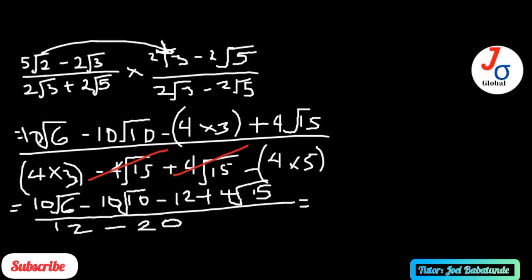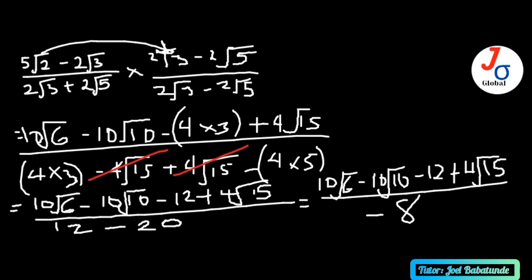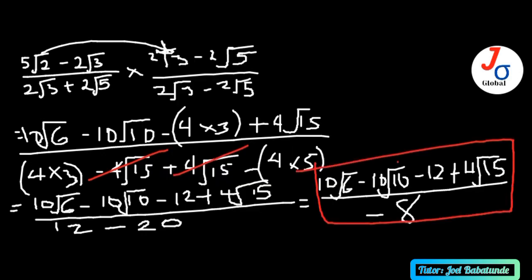Okay, so repeating that same value, you have 10 root 6 minus 10 root 10 minus 12 plus 4 root 15 over 12 minus 20 is minus 8. And so that's the final answer to the question.